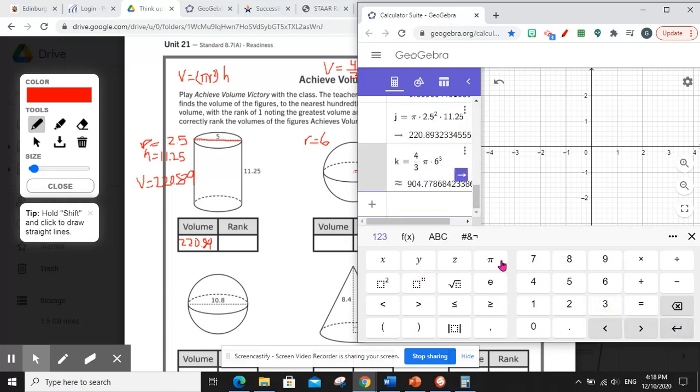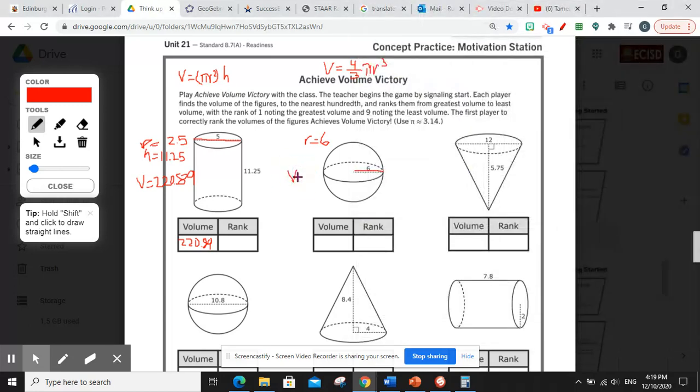And so when I enter, I get a volume of 904.778. I look at that 8. It's going to make me round this up. So it's going to be 904.78. So my volume is 904.78. And so I'm going to write that in here. So 904.78. And now I have a cone.